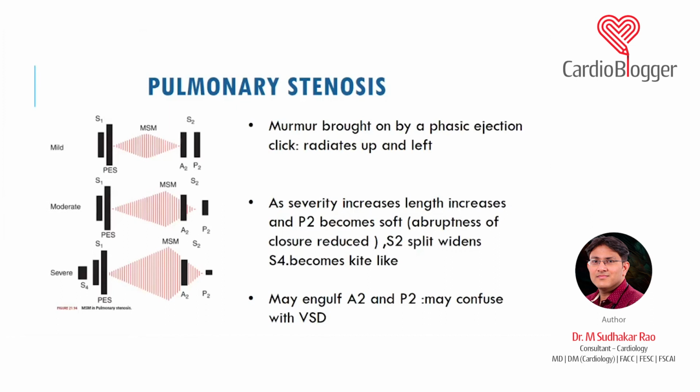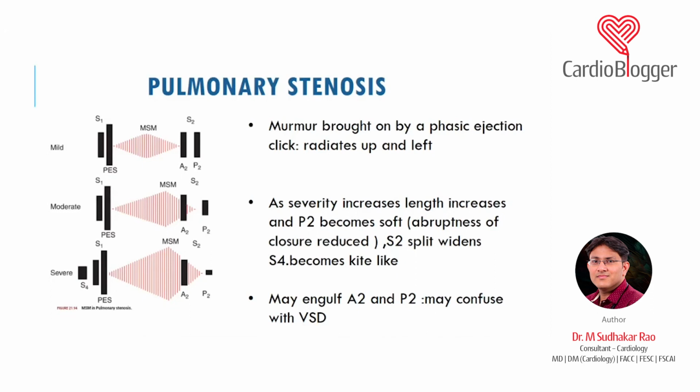Why it decreases on inspiration is, on inspiration, the venous return increases. When the venous return increases, the RV end diastolic pressure increases. And when the RV end diastolic pressure increases, there is a premature early opening of the pulmonary valve. So the valve opens from a shorter distance because the RV EDP has increased beyond the pulmonary pressures before the time. That is why the click decreases on inspiration.